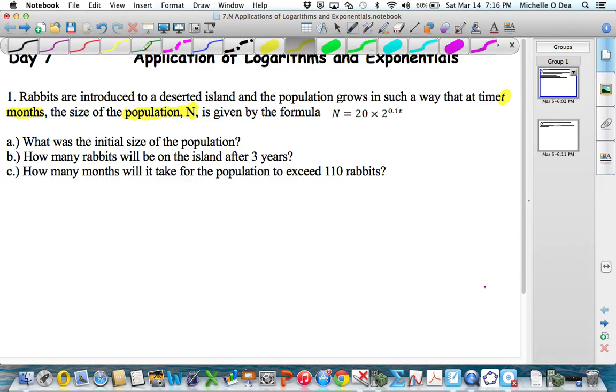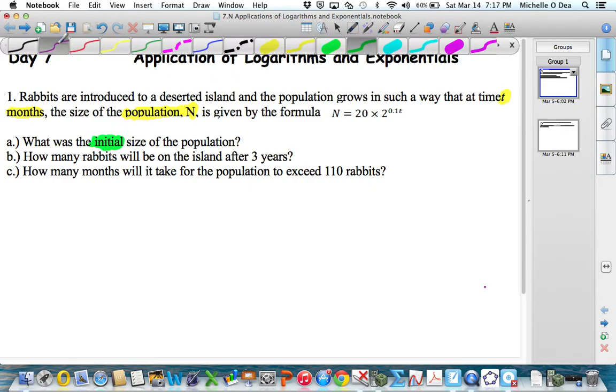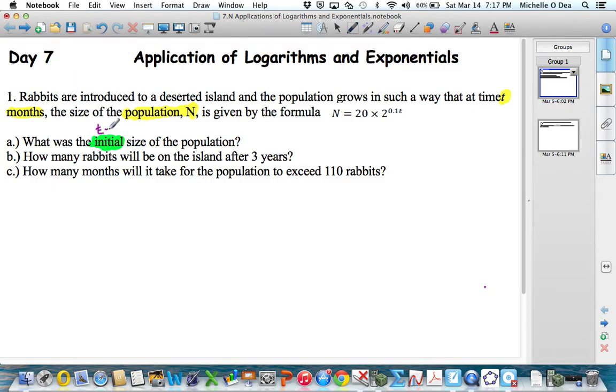We'll start off easy. The first question we're asked is, what is the initial size? So initial, we need to think about what that word means. Initial always means in the beginning. So if we put it in the context of this question, in the beginning, that must mean time is 0. So t equals 0. So that's quite easy then. All we have to do is substitute t equals 0 into our formula, and maybe you can already see what the answer is if you remember your exponential work.